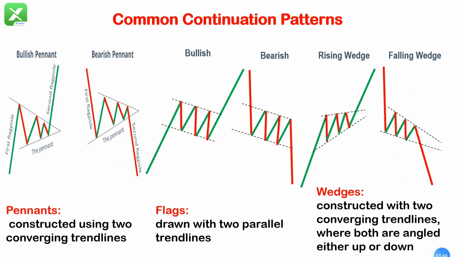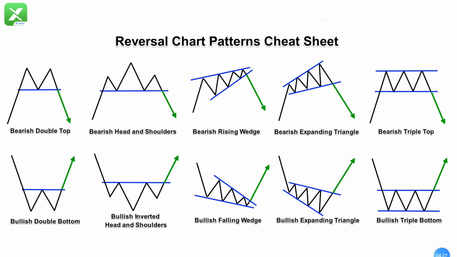And here are some common continuation patterns, like the pennant, flag pattern, and wedges. Of course, this is not all the continuation patterns. We still have triangles and rectangles and so on. Just to let you know, with a continuation pattern, the price will later move in the same direction as the prior trend, right? Then here is a reversal pattern. With a reversal pattern, the price will move in the opposite direction of the prior trend, right?